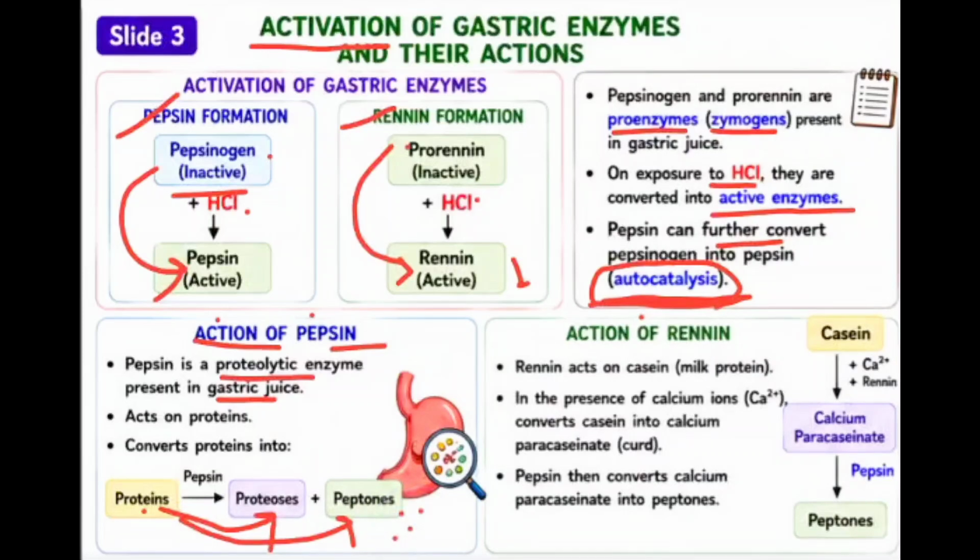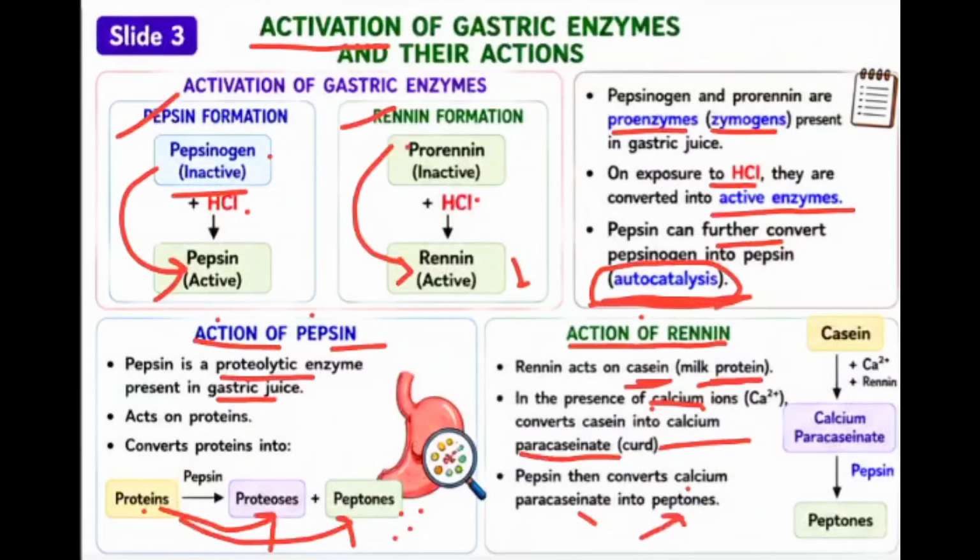Now let us discuss the action of renin. Renin specifically acts on casein, which is the major protein found in milk. In the presence of calcium ions, renin converts casein into calcium paracaseinate, also known as curd. After this step, pepsin acts on calcium paracaseinate and converts it into peptones. And this process makes milk protein easier to digest. That is why renin is particularly important during infancy.